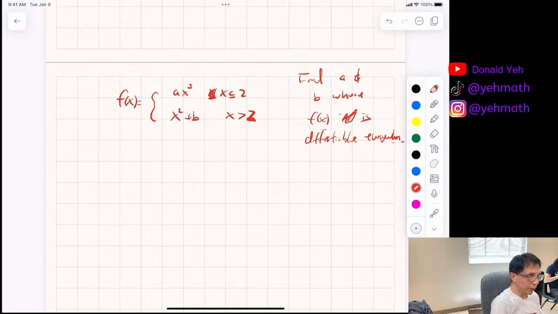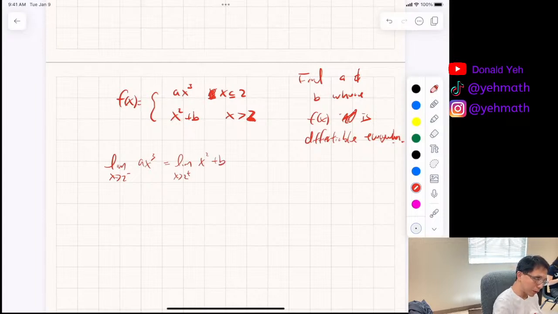All right, so your goal is to make a function continuous and differentiable at the same time. Continuous has three requirements. f(a) must be defined, which it is, because when you plug into ax cubed, it gives you a defined value. But the limit as x approaches 2 from the left of ax cubed is equal to the limit as x approaches 2 from the positive side of x squared plus b.